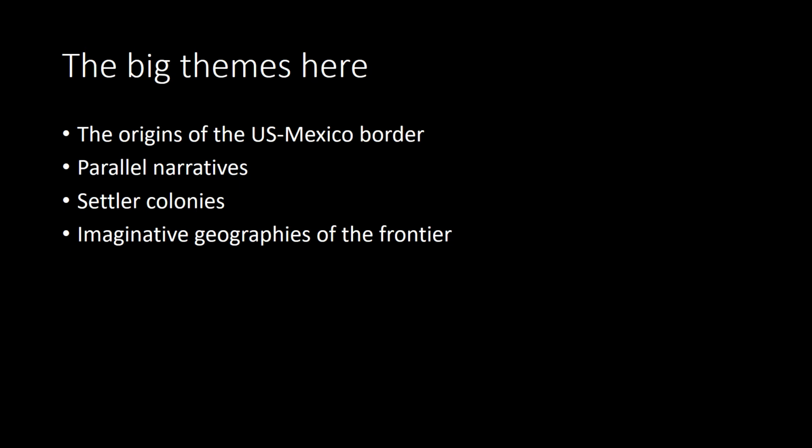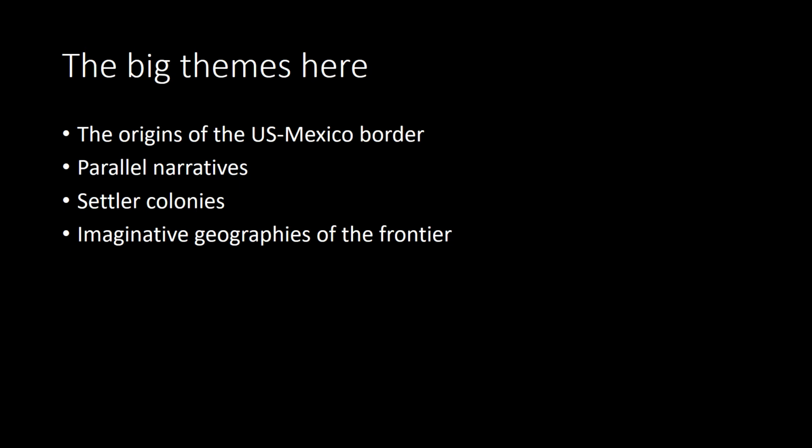and we're going to talk about the importance of parallel narratives, by which I mean there are multiple ways of telling this story, some of which are as accurate or as inaccurate as others, right? We're talking about two sides of a border. We're talking about multiple communities, not just two. We're talking about different national and imperial histories at play.